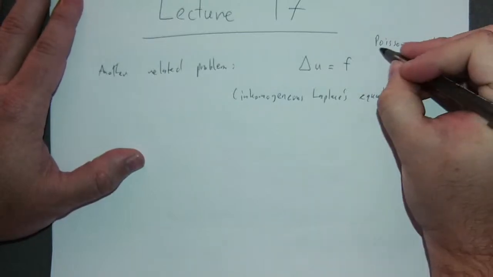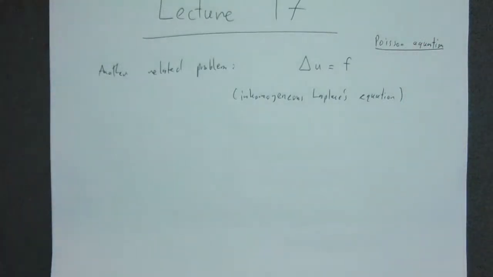So the Poisson equation is just the inhomogeneous Laplace's equation. So rather than seeking a solution to the PDE, Laplacian of u is equal to 0, this is Laplacian of u is equal to some given function f. Right.